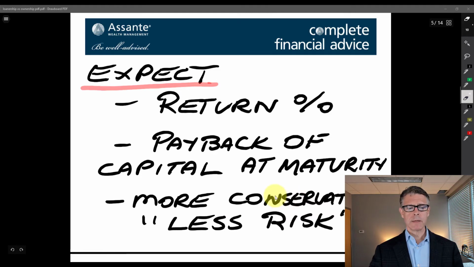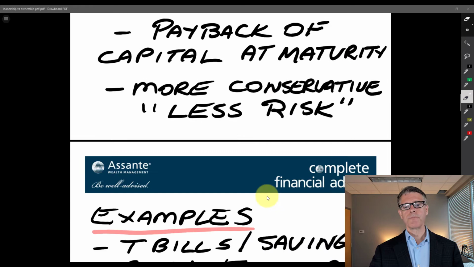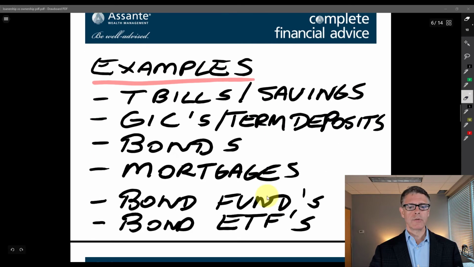Okay, so that's a few examples. Now, examples we already talked about a little bit. We've got T-bills, savings accounts, GICs, term deposits, individual bonds issued by governments, corporations, mortgage investments, bond mutual funds, and bond exchange-traded funds.